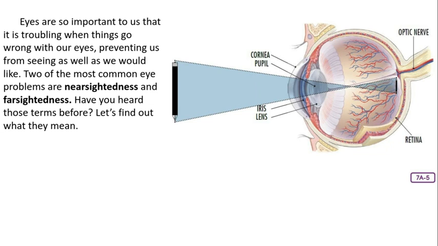Eyes are so important to us that it is troubling when things go wrong with our eyes, preventing us from seeing as well as we would like. Two of the most common eye problems are nearsightedness and farsightedness. Have you heard those terms before? Let's find out what they mean.